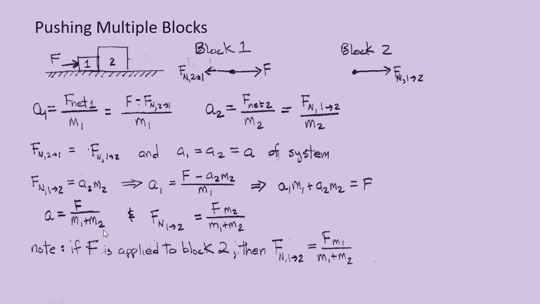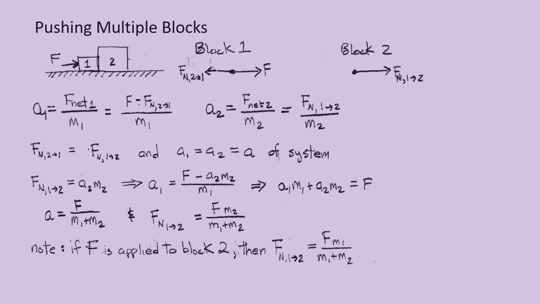Suppose in this example, instead of the force pushing to the right on block 1, we had set it up where the force was pushing to the left on block 2. In that case, then, the normal force of 1 pushing on 2 would be equal to the force F times the mass of block 1 divided by the system mass.